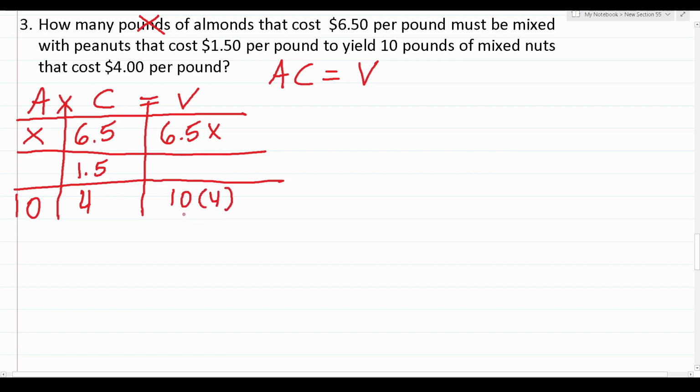All right, so now we can work our way backward a little bit and figure out how many peanuts we're going to need. Again, in total, we're going to have 10 pounds of mixed nuts.